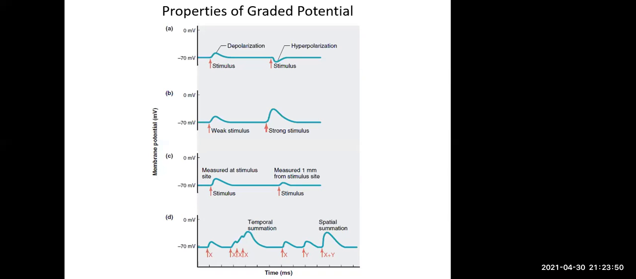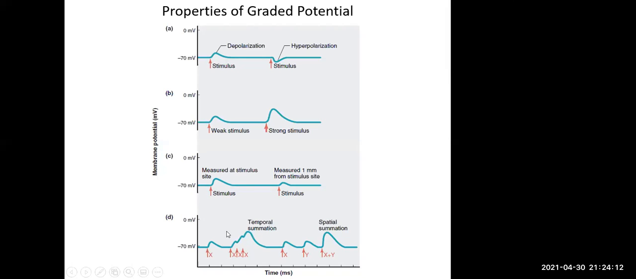Stimulus applied simultaneously by different modalities, or in the body by different nerve terminals, if there is a simultaneous stimulus, that produces spatial summation. So that is the difference between temporal summation and spatial summation.